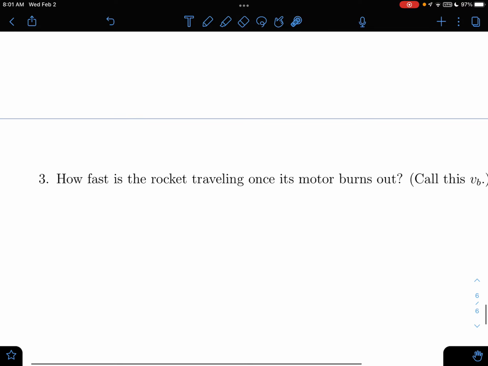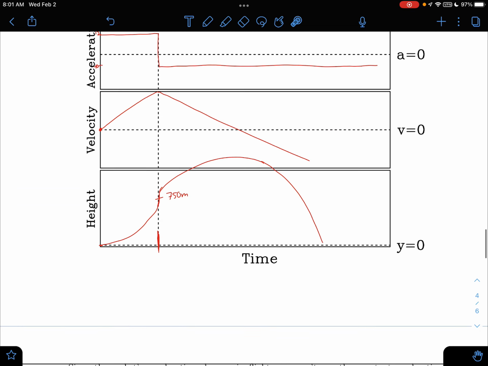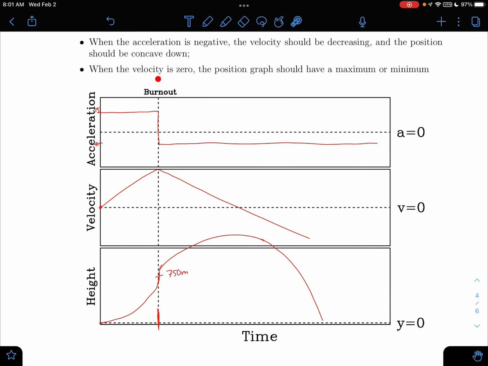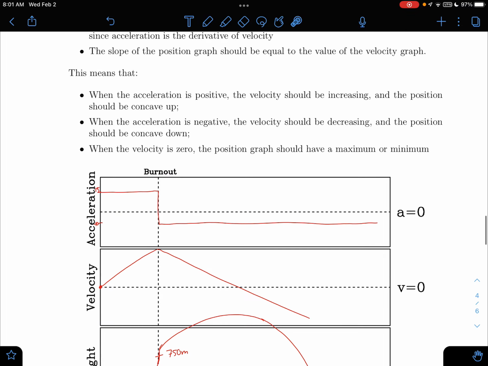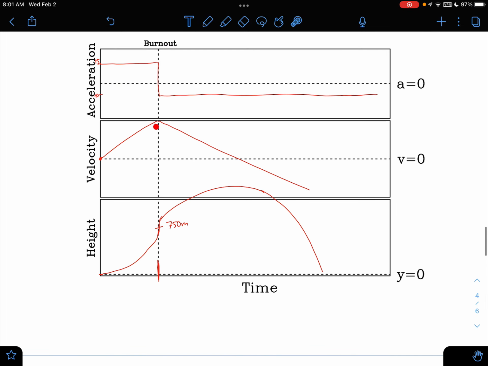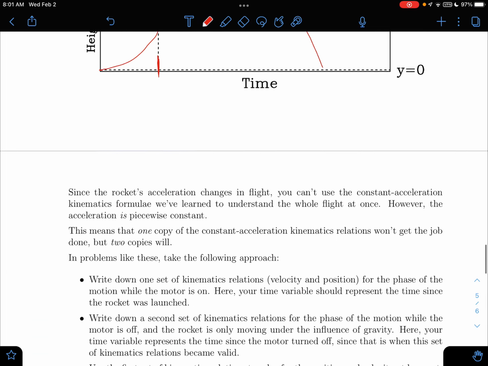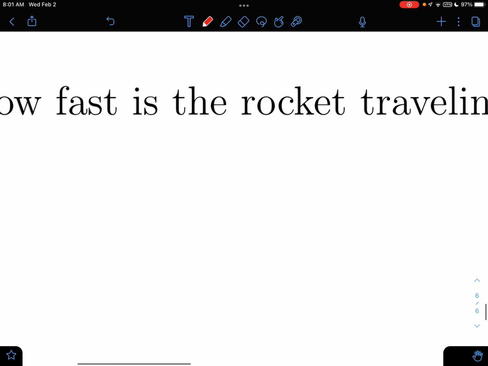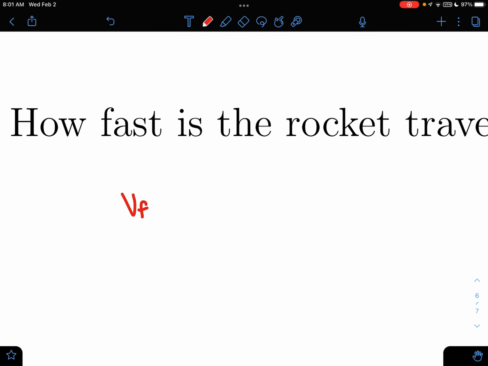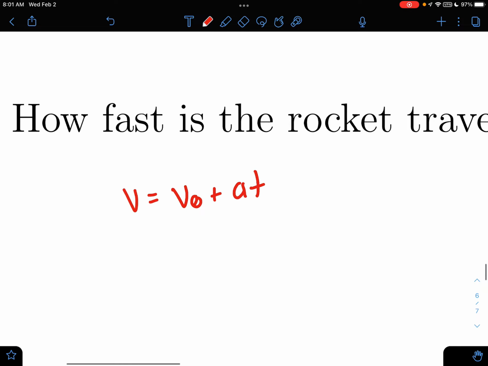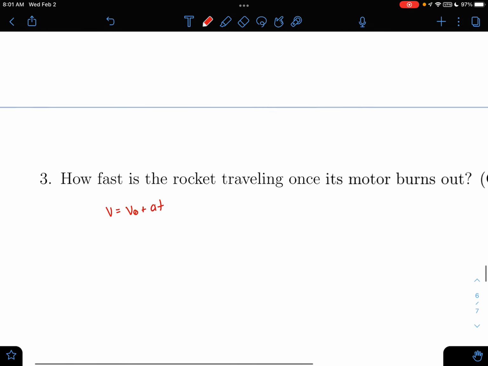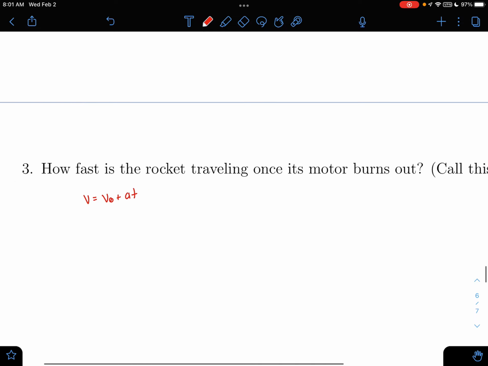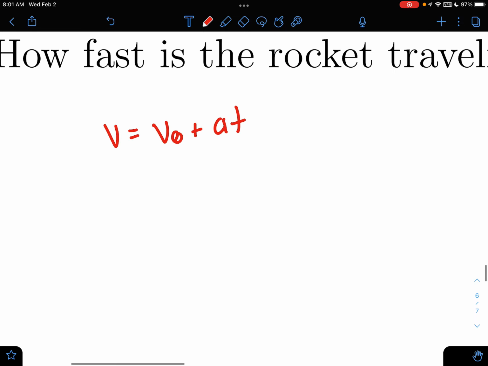So again, at the time when we burn out, right, after our 10 seconds, we're trying to find this velocity up here. Cool. All right, and we have our equation, right? So our V final, our velocity, just in general, is our V naught plus acceleration times time. Cool. So we're trying to find our, so I think it says VB, velocity at burnout.